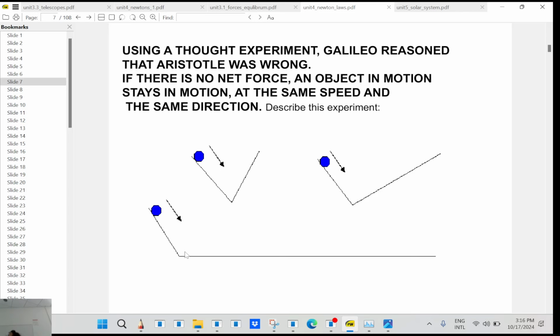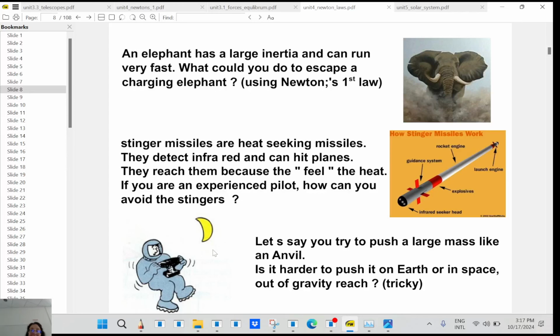Yes, very good, Talia. It will keep moving forever, because it's looking for the same height, and sadly it will never find it. So it's Galileo who introduced, using a thought experiment, the concept of inertia, and then Newton built on that.